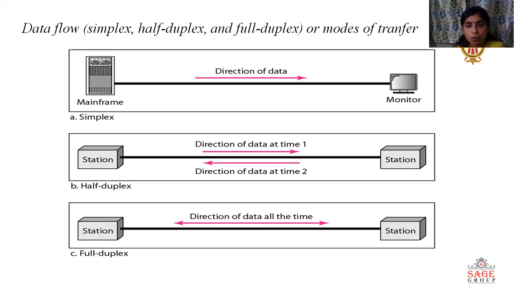But in case of full duplex transmission, the data will be transmitted as well as received at the same time. Here the arrow indicates both directions, the direction of data all the time. In case of half duplex, the direction of data arrow is one work at a time, transmission or reception. Simultaneous transmission and reception of data is possible only in the full duplex case.